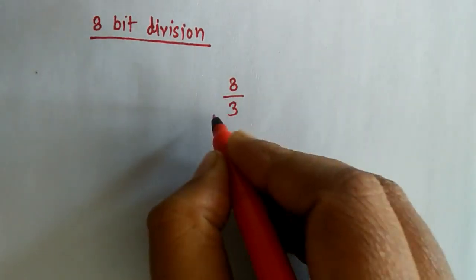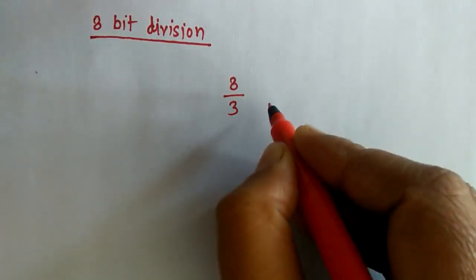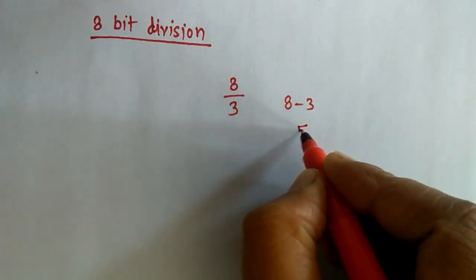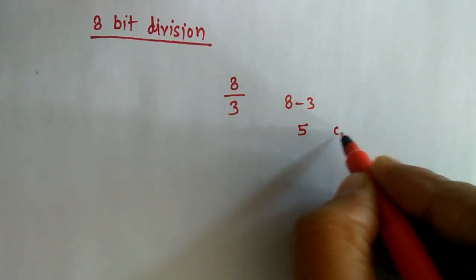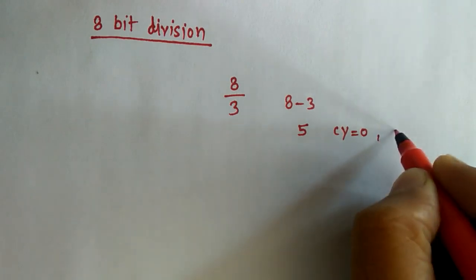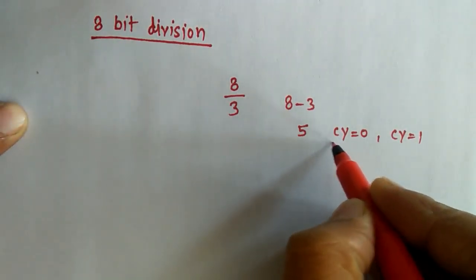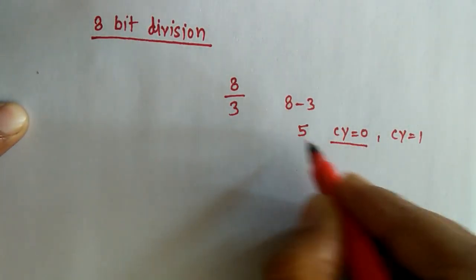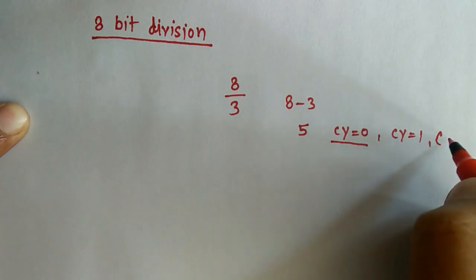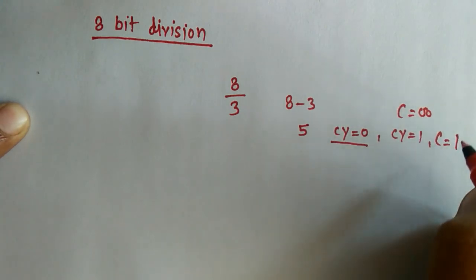Here 8 is the dividend and 3 is the divisor. So simply in the microprocessor what we are going to do is perform 8 minus 3 and the result will be 5, and here we will be checking for carry, whether carry is 0 or carry is 1. In the case we get carry equal to 0, then again we will subtract the value, but before that we will increase the content of any register, say register C. Earlier we had taken it as 00, and this time on increasing it will be 1.